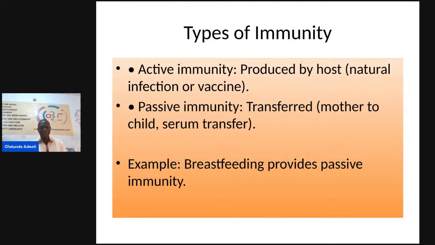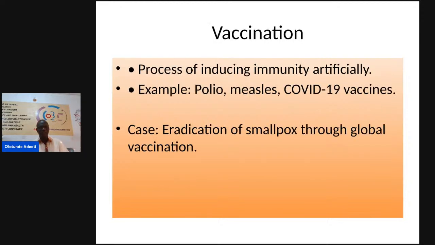But when we talk about passive immunity, that is the one that is vertical transmission. It is the one you are conferred with from your mother, transferred from mother to child through serum. So breastfeeding provides passive immunity. Then vaccination, just like I said, is the process of inducing, you trigger, you boost the ability of your body to fight against infection.